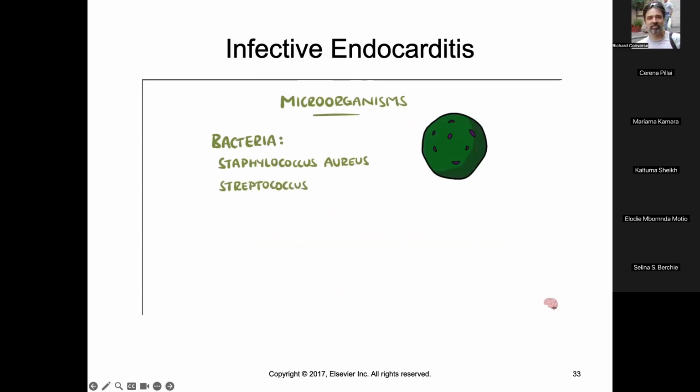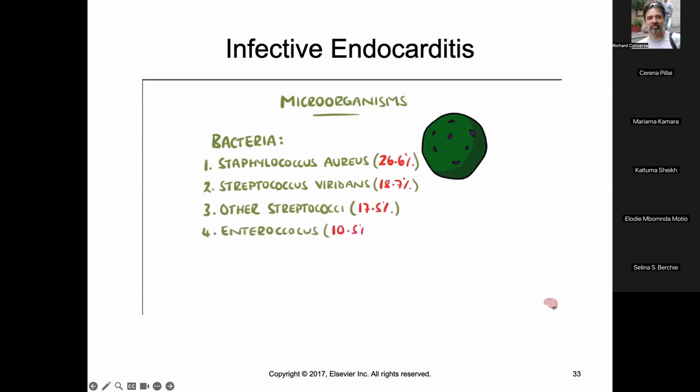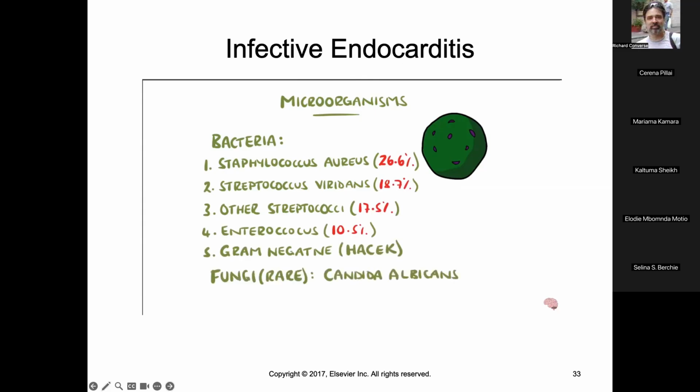But from recent study averages, Staphylococcus aureus is present in around 26.6%, Streptococcus viridans species in 18.7%, followed by other Streptococcus species at 17.5%, and Enterococcus in 10.5%. These make up over 80 to 90% of causative agents, with the remainder being gram-negative bacteria, including the HACEK group, or fungi like Candida albicans.